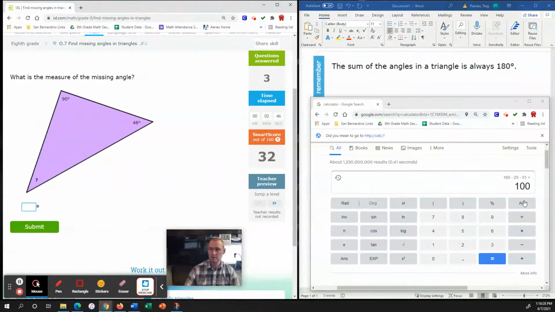All right, same trend, clear off the calculator. We have 180 minus, by the way, this is a right triangle because we have a right angle of 90. So we're going to subtract out 90 and then 48, and that's going to take us to a missing angle of 42.